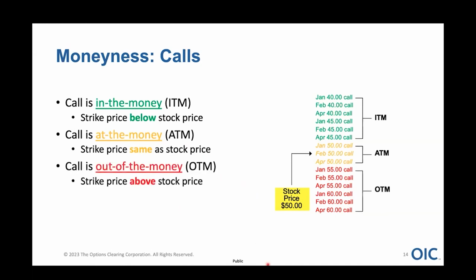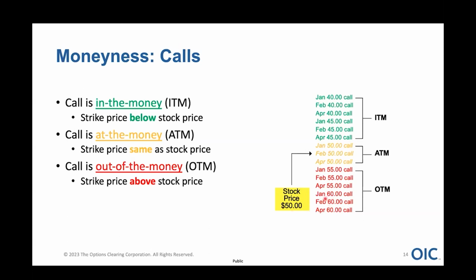And likewise, the out of the money options would be considered strikes that are above the stock price. In this case, the 55 and 60 level strikes would be considered out of the money. Because if we bought a Jan 60 call, remember that option is the right to buy 100 shares of stock at 60, even though it's trading for 50. Well, nobody's going to want to do that.